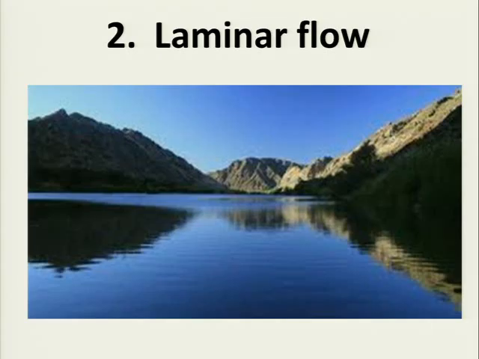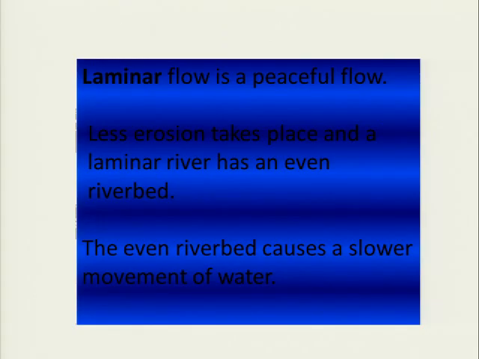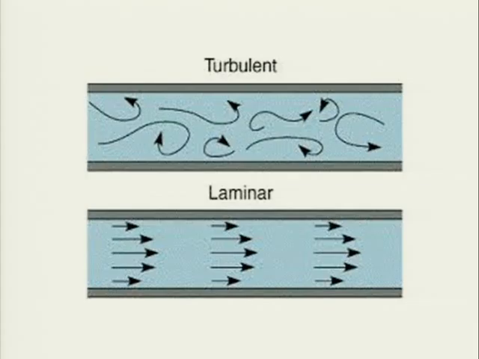Now we come to laminar flow. Do you see? I'd rather enter a lake or a stream or a river where the water looks like that. But be careful. The laminar flow is a more peaceful flow. There is less erosion taking place, and the laminar river has an even riverbed. The even riverbed causes a slower movement of water. And there is a comparison.